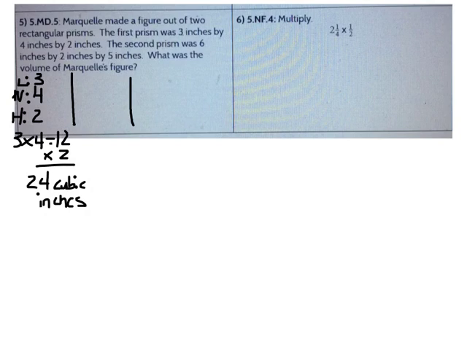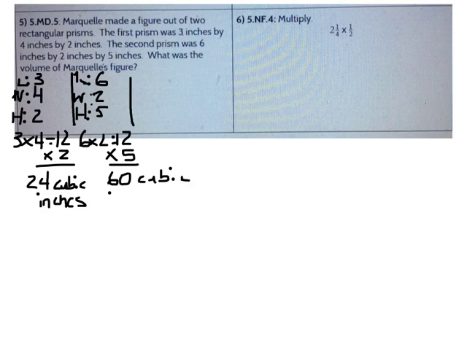Now let's find the volume of the second prism. The length is 6, the width is 2, and the height is 5. What's the volume of that prism? Well, 6 times 2 is 12, and 12 times 5 is 60. So the volume is 60 cubic inches.